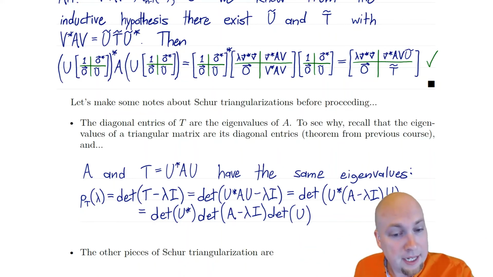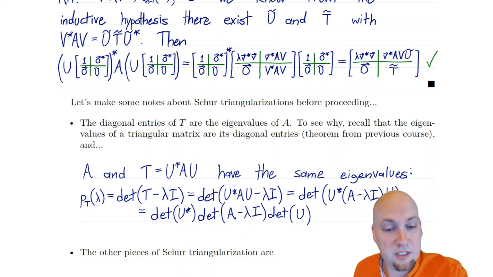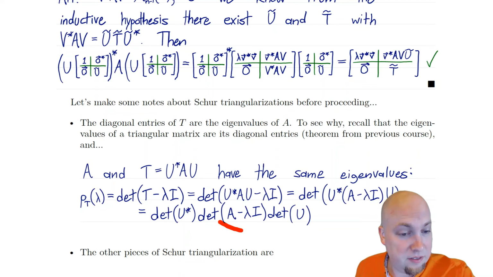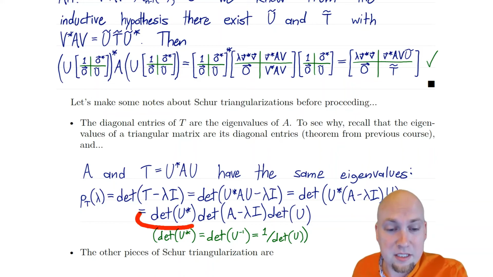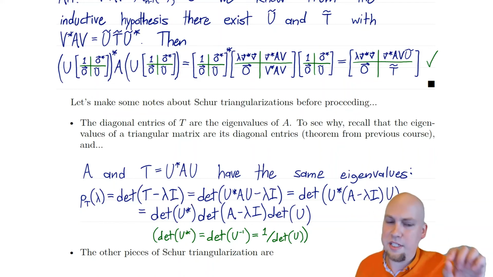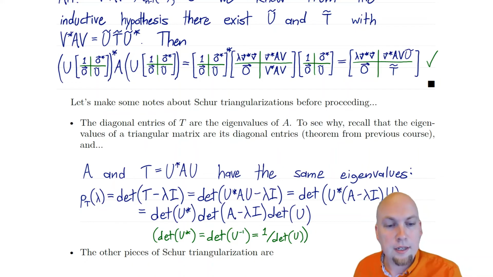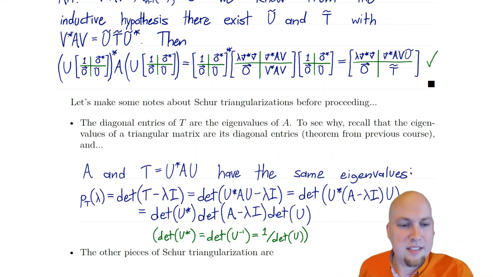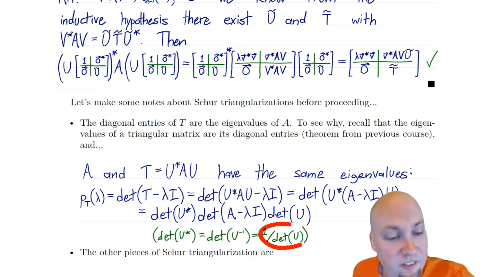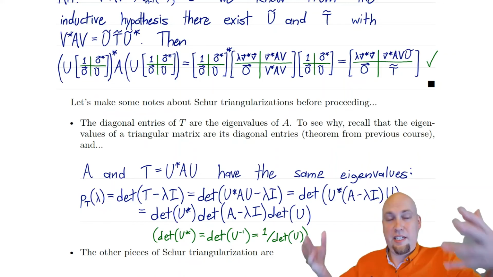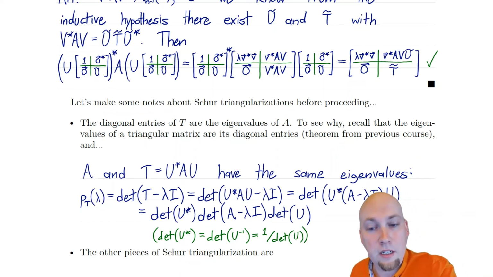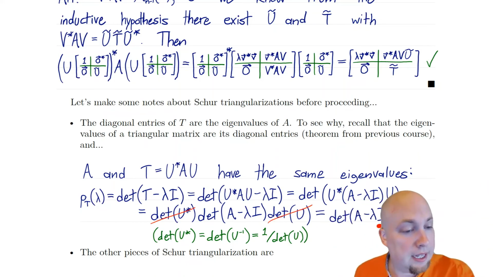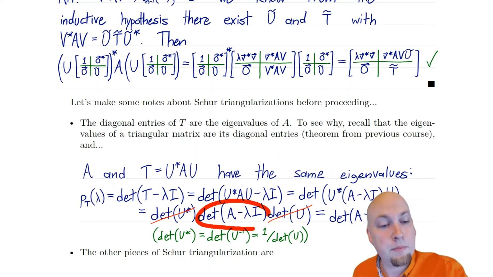So I can split this up into a product of three determinants: the determinant of u star, then the determinant of A minus lambda I, and then the determinant of u, okay? And then remember that the determinant of u star, because u is unitary, is the exact same as u inverse. Again, we have a theorem from the previous course that tells us the determinant of u inverse is 1 divided by the determinant of u. The determinant of an inverse matrix is just the inverse of the determinant. So here we've got 1 divided by the determinant of u. It's going to cancel with this determinant of u over here on the right-hand side. So cancel, cancel, and all we're left with is the determinant of A minus lambda I from the middle here.